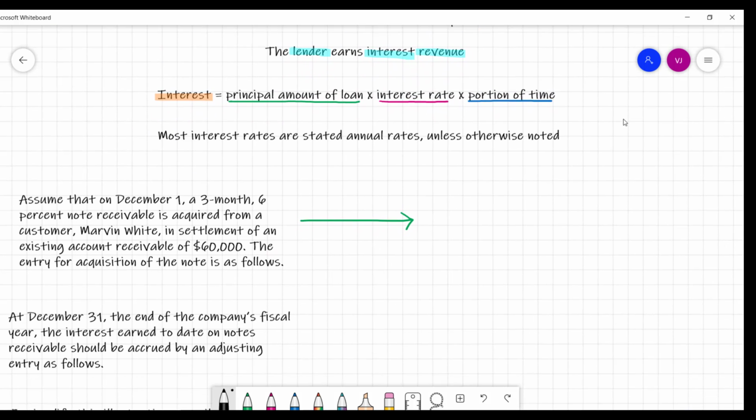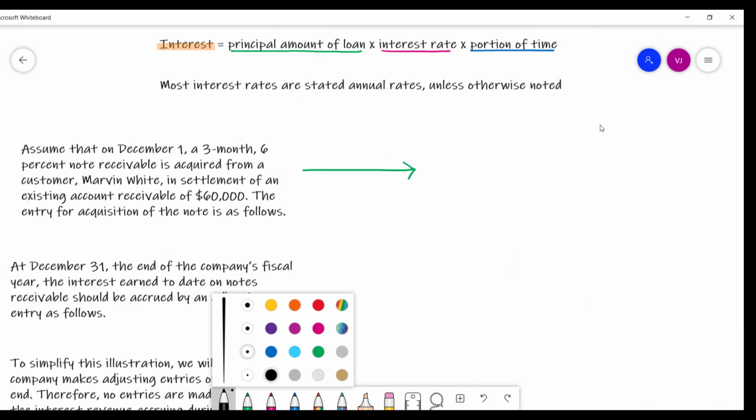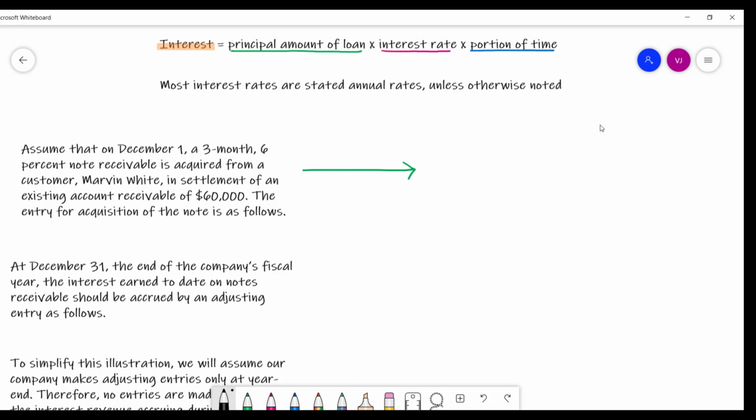Let's take a look at some examples. Assume that on December 1st, a 3-month 6% note receivable is acquired from a customer, Marvin White, in settlement of an existing accounts receivable of $60,000. The entry for acquisition of the note is as follows.